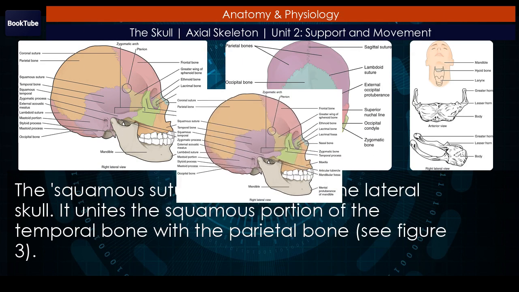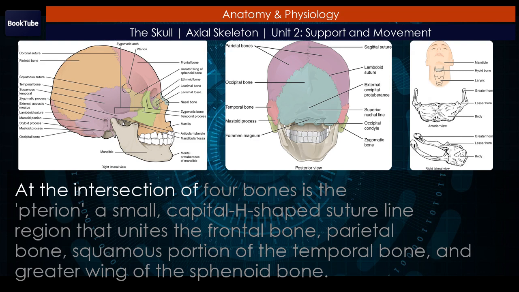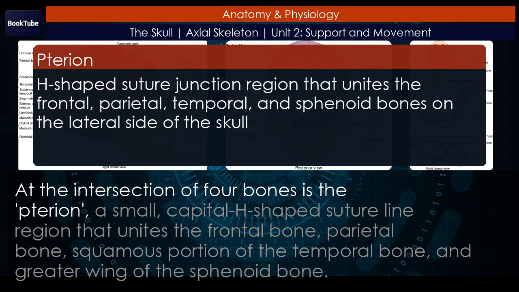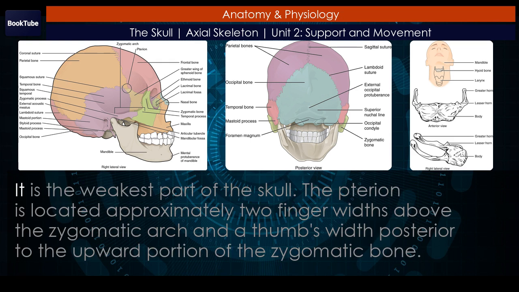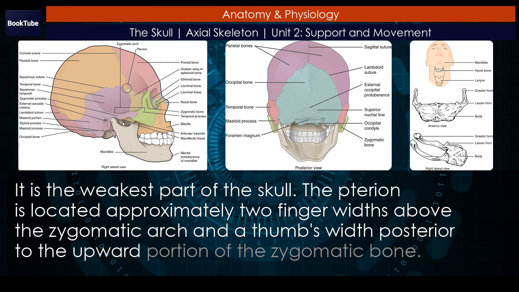See Figure 3. At the intersection of four bones is the pterion, a small, capital H-shaped suture line region that unites the frontal bone, parietal bone, squamous portion of the temporal bone, and greater wing of the sphenoid bone. It is the weakest part of the skull. The pterion is located approximately 2 finger widths above the zygomatic arch and a thumb's width posterior to the upward portion of the zygomatic bone.